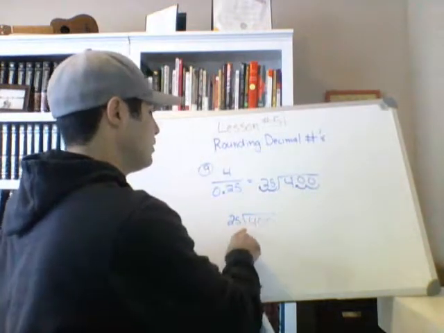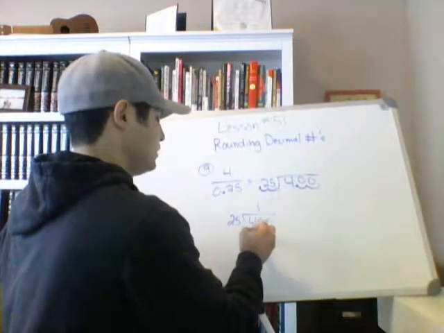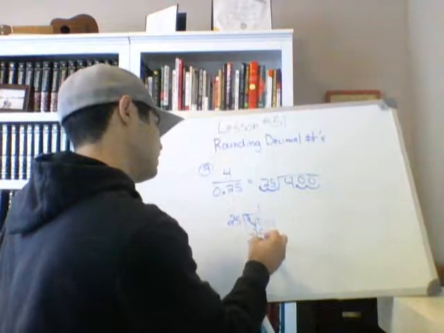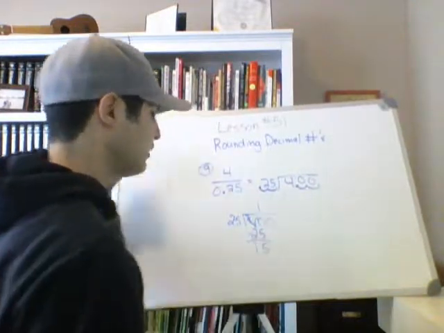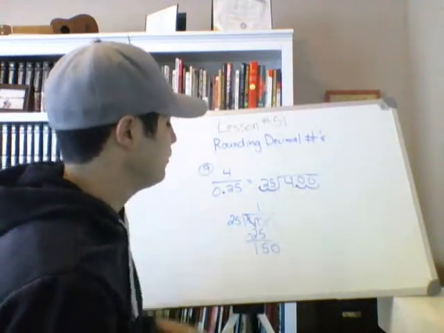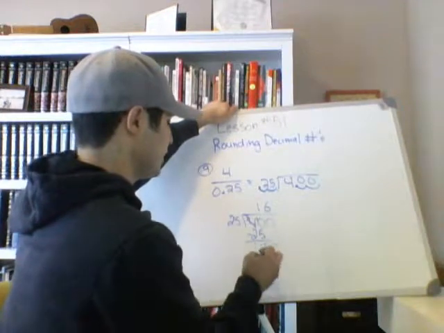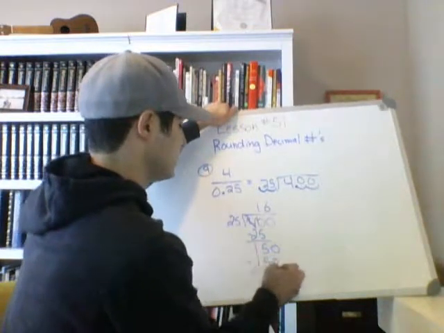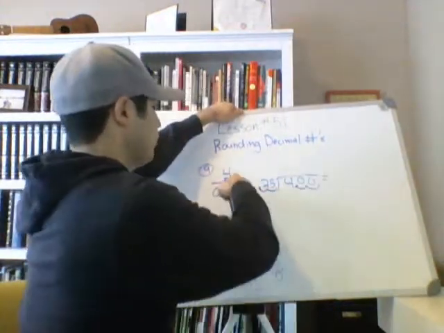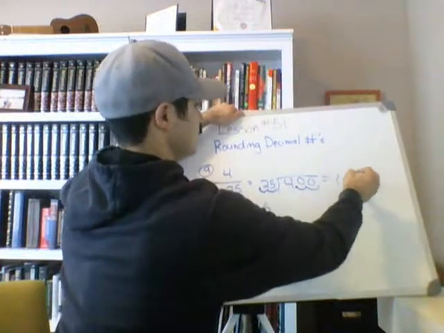25 can't go in the 4. 25 will go into 40 one time. 1 times 25 is 25. Subtract. You're going to have 15 left over. Bring your 0 down. 25 will go into 150 6 times. 6 times 25 is going to be 150. Subtract. No remainder. So your answer to this problem, 4 over 25 hundredths, is going to be 16.